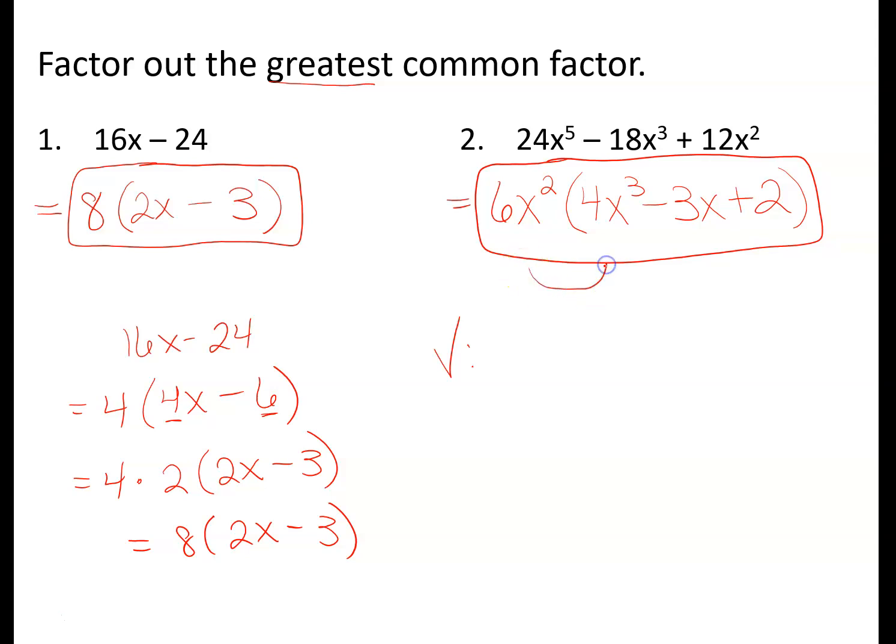So we would take 6x squared times 4x cubed, and that would be 24. When we multiply, we add the exponents, so x to the 5th. And then times the second term: 6 times negative 3, negative 18. x squared times x, x cubed. And then last, 6 times 2, positive 12, and you would still have your x squared on there, which is equal to your original problem. Therefore, your factoring is correct.